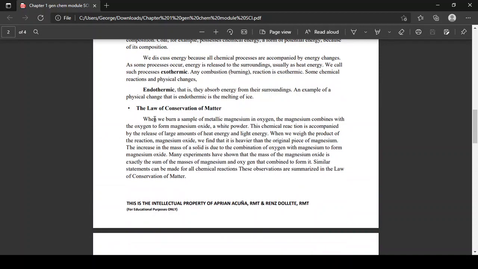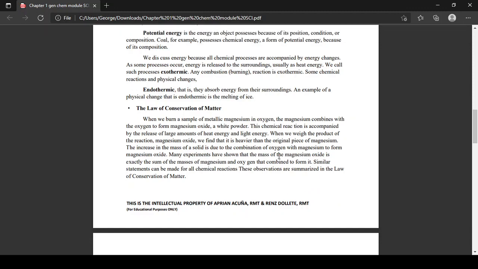Okay, next, let us read the example. When we burn a sample of metallic magnesium and oxygen, the magnesium combines with the oxygen to form magnesium oxide, a white powder. This chemical reaction is accompanied by the release of large amounts of heat energy and light energy. When we weigh the product of the reaction, the magnesium oxide, we find that it is heavier than the original piece of magnesium. The increase in mass is due to the combination of oxygen with magnesium to form magnesium oxide.